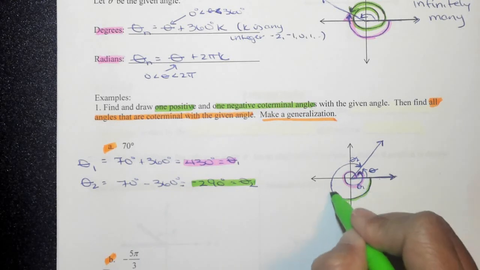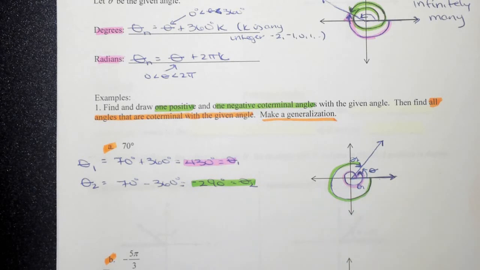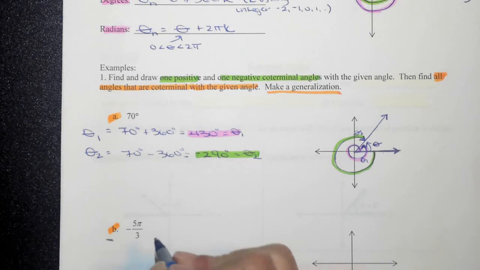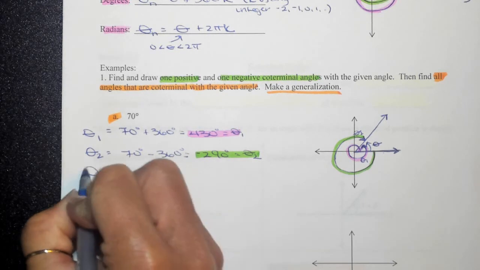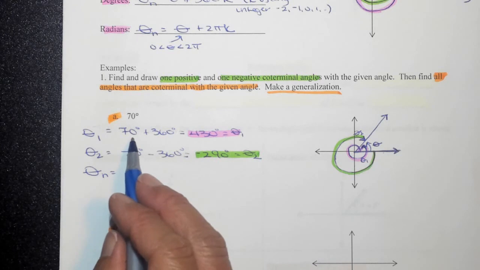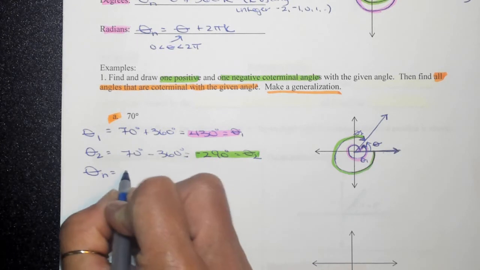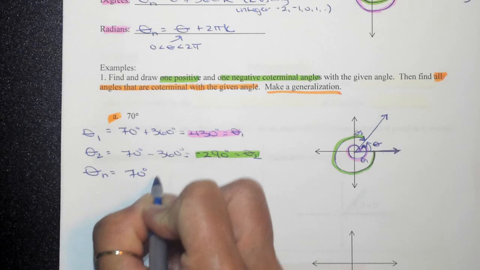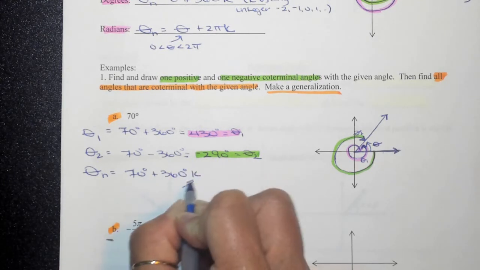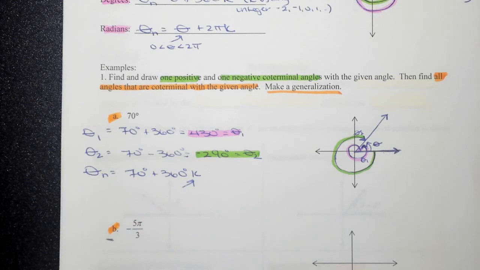And I'll make that green. There we go. So then the last piece that I need to do is make the generalization. So theta sub n is equal to, in this case, what theta is, because it falls between 0 and 360, so we'll say 70 degrees, plus 360 degrees times k, representing any integer, which would be the number of revolutions.